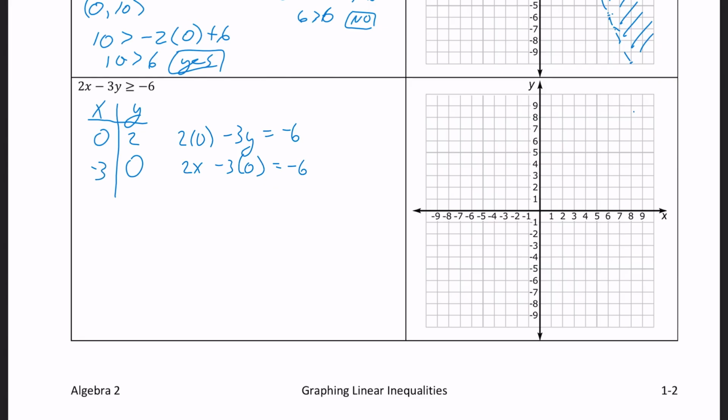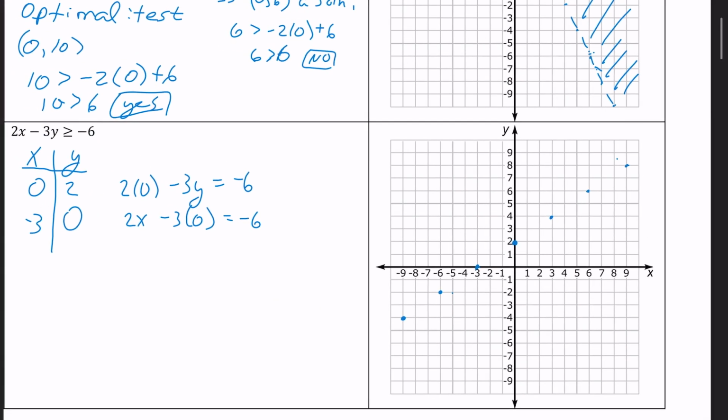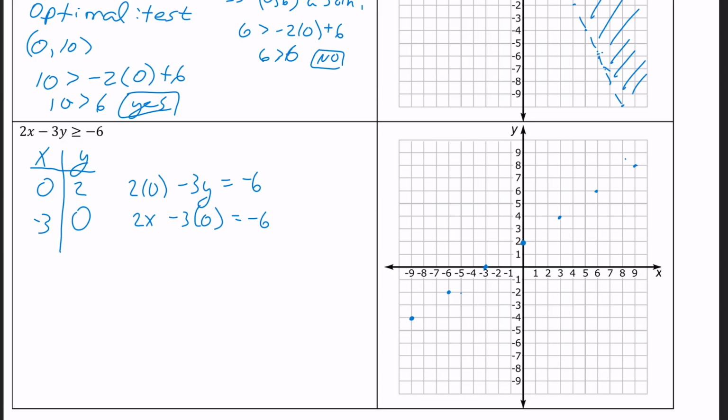Let's plot those points at 0, 2, the y-intercept, and negative 3, 0, the x-intercept. And then we see quickly that that's a 2/3 slope, rise 2, run 3. So let's continue that pattern, rise 2, run 3, rise 2, run 3, and let's do that pattern all the way across the graph. And then let's go the other way, drop 2 and go left 3. Drop another 2, go left another 3. And then when we've gone all the way across the graph, we'll see that we've gone from border to border. Always go from border to border on your graphs.